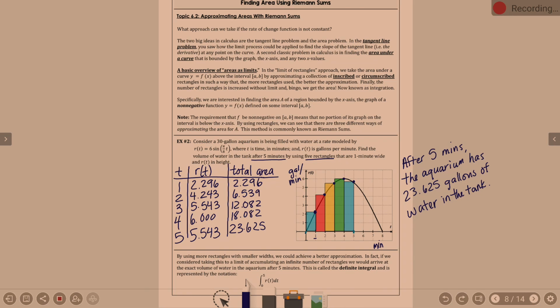So this will be the integral from 0 to 5, and 0 to 5 represent the beginning of the interval and the end of the interval. And then R of t represents the rate, which in this case is also the height of the rectangle. D of t is the change in time, and so that represents the width of the rectangle.